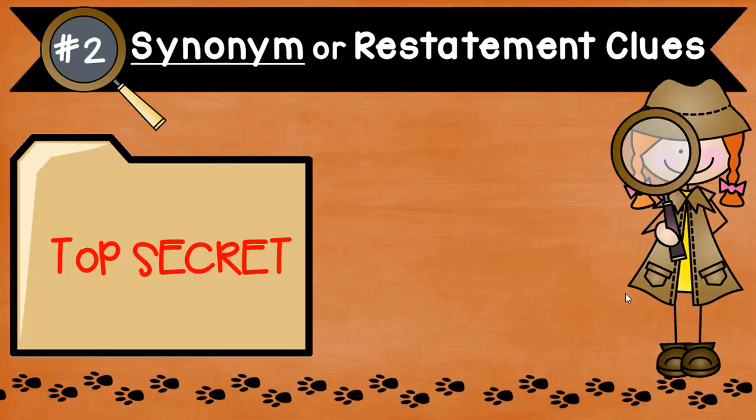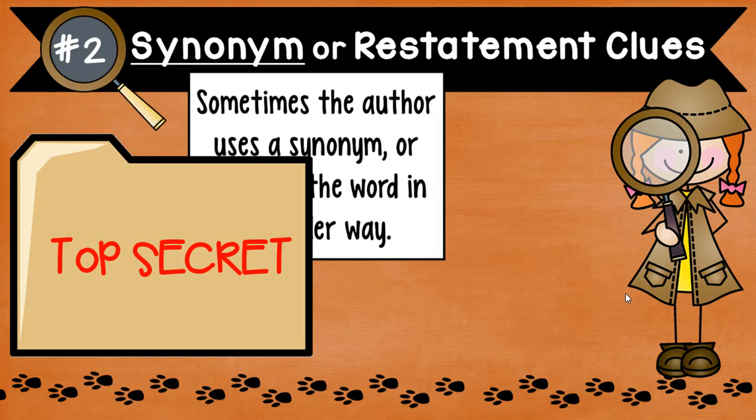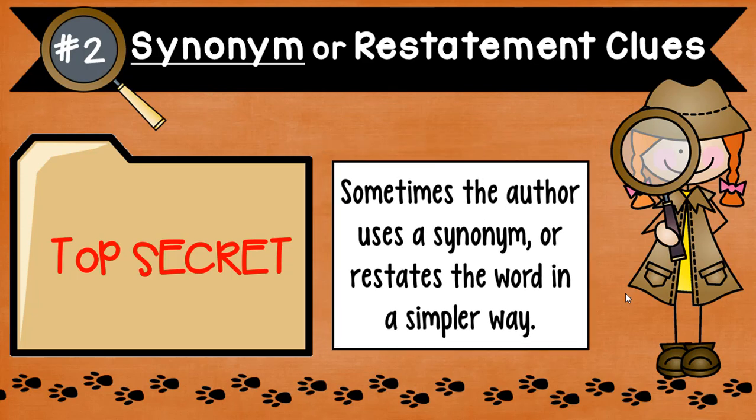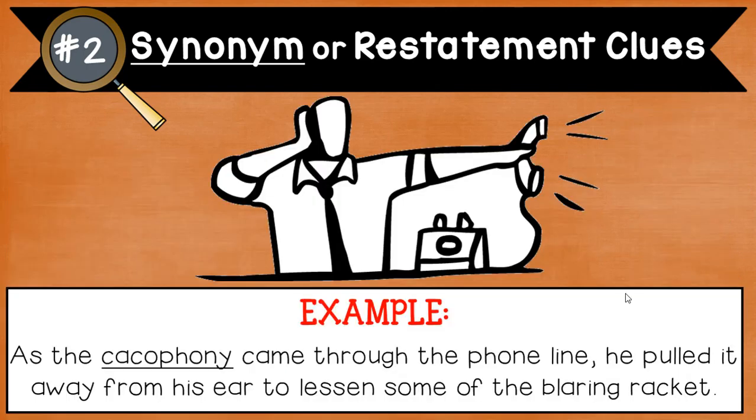The second one is synonym or restatement clues. So synonym is another word for the word that we don't know. And sometimes it might actually help us understand what the word means. Sometimes the author uses a synonym or restates the word in a simpler way. As the cacophony came through the phone line, he pulled it away from his ear to lessen some of the blaring racket. So, sounds like the blaring racket would be the synonym or the restatement for a cacophony.